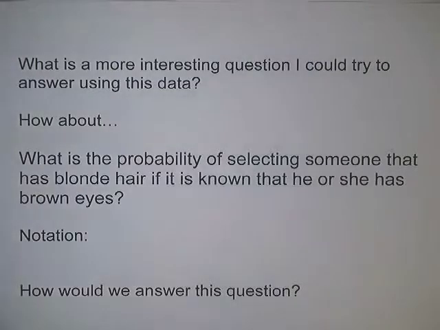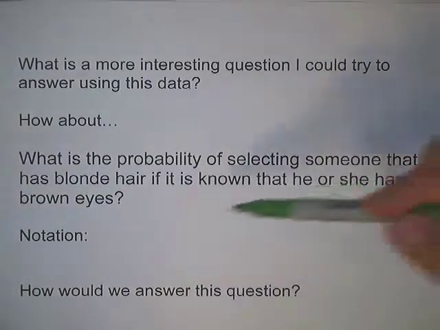What is a more interesting question I could try to answer using this data? How about, what is the probability of selecting someone that has blonde hair if it is known that he or she has brown eyes? This is kind of our first conditional probability question.